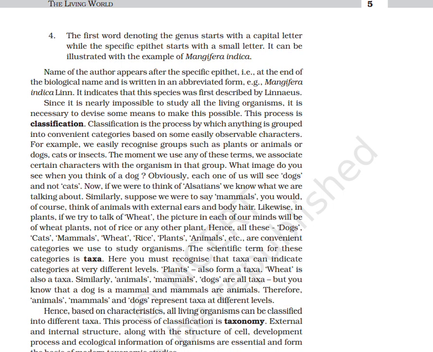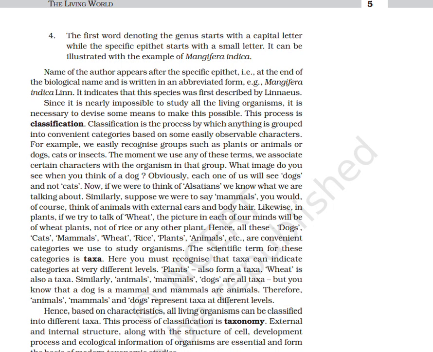Since it is nearly impossible to study all living organisms, it is necessary to devise some means to make this possible. This process is called classification. Classification is the process by which anything is grouped into convenient categories based on some easily observable characters. For example, we easily recognize groups such as plants or animals or dogs, cats, and insects.